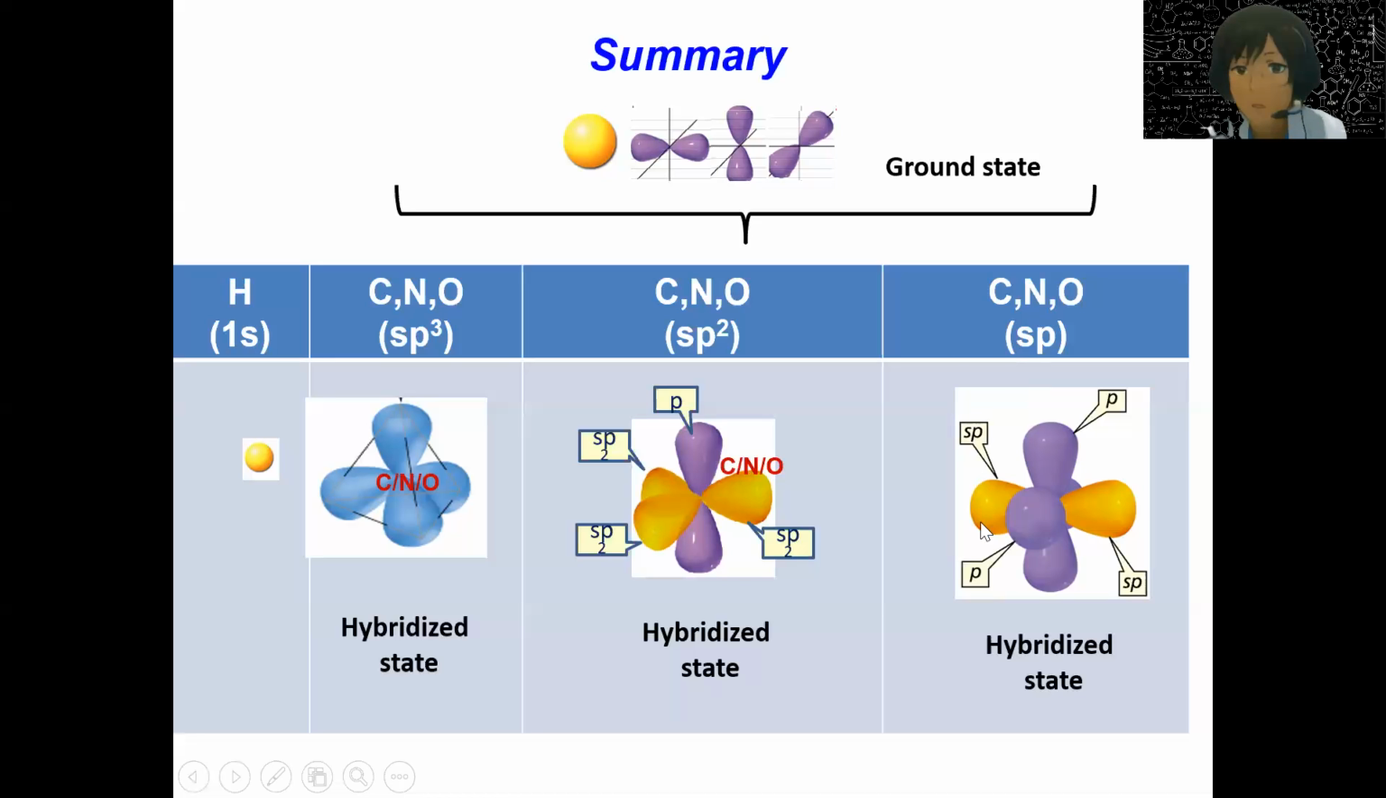And for sp orbitals, as the name implies, there's 1 s orbital mixed with one p orbital. That means one of the s orbitals mixed with one of the p orbitals to give us a total of two sp orbitals. And the p orbitals are perpendicular to the sp orbitals. So how do we remember whether it is sp3 hybridization or sp2 hybridization or sp orbitals? We will find out in the coming videos.